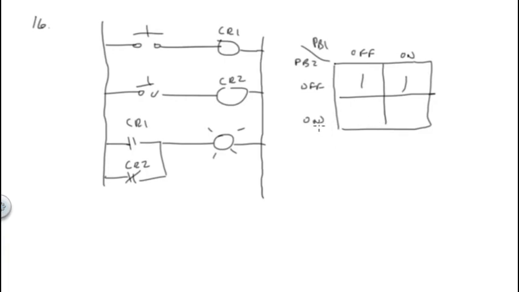If PB2 is on, that knocks this one out, and CR1 is not on, that does not pass power. If PB1 is on, we go this way, and we've got a 1 there. So there's our answer for this question. If CR1, which is PB1, is off, and CR2 is on, that's the only one that gives us a 0 answer.